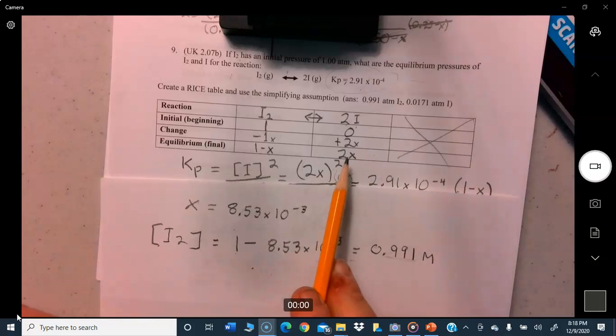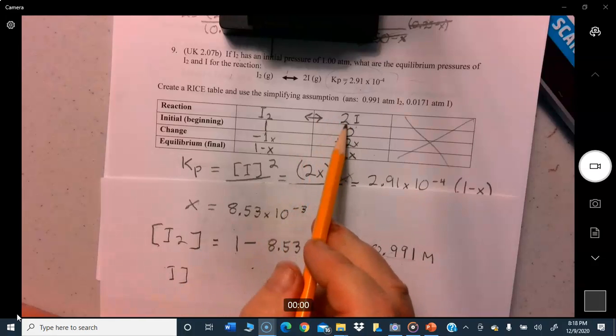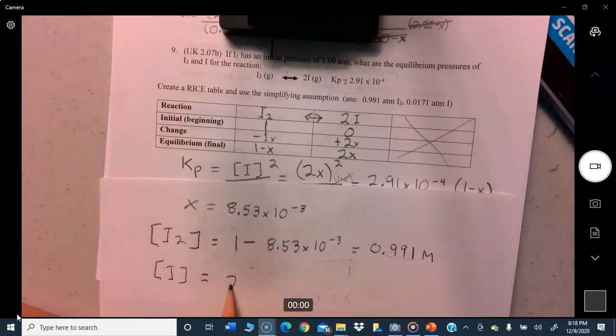Okay, this one is 2 times x, and that's for I. It's not for 2I. I mean, that's part of what you use in the calculation. It's for the concentration of I, just iodine atoms. Okay, and that's going to be 2 times this number. So that's going to give us 17.06.